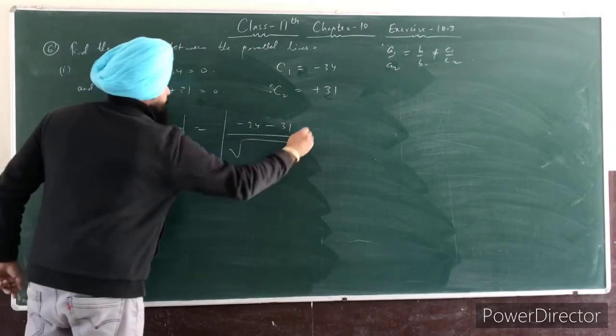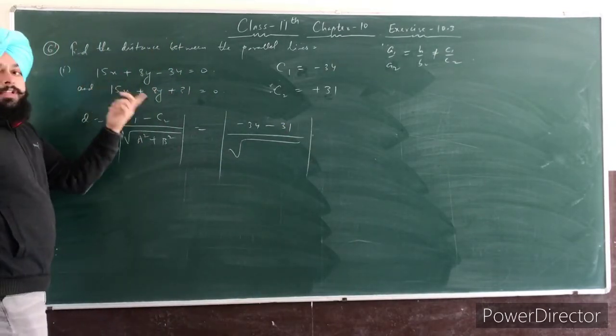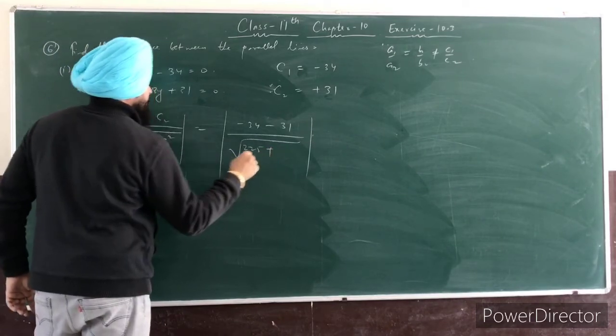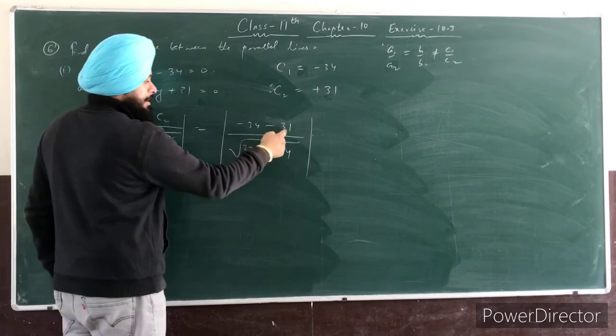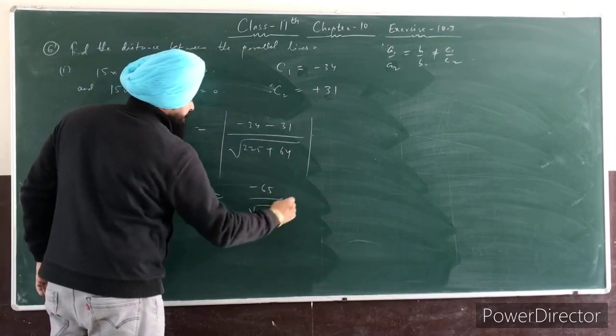Divided by under root A square plus B square. A is 15, 15 square is 225. B is 8, 8 square is 64. Now the numerator: minus 34 minus 31. How much is it? Minus 65.